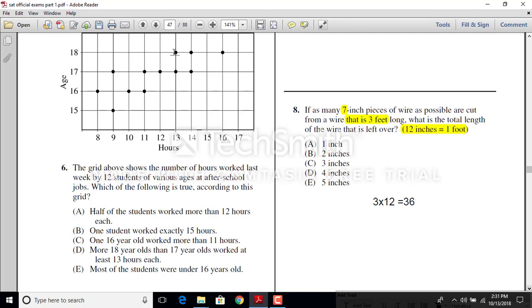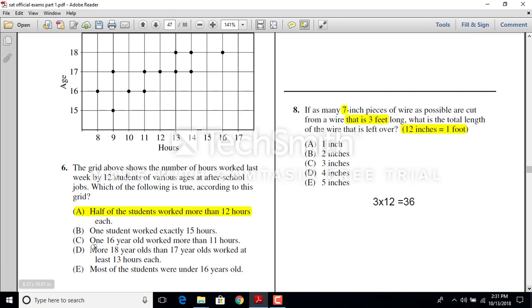Okay, two worked for 13 hours, two worked for 14 hours, one worked for 16 hours. The sum is 1, 2, 3, 4, 5. And the students are 12. Is 5 half of 12? Of course not. So we're going to cancel this one. This one is not the right one. Let's check number B.